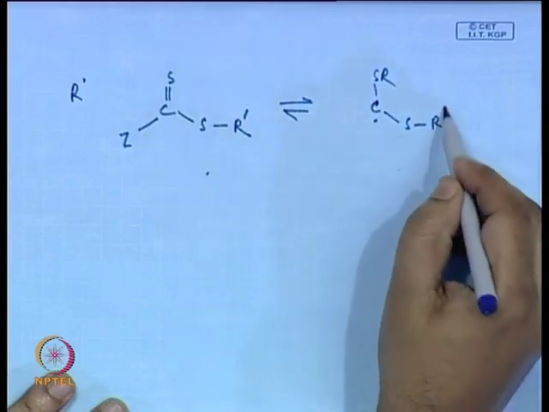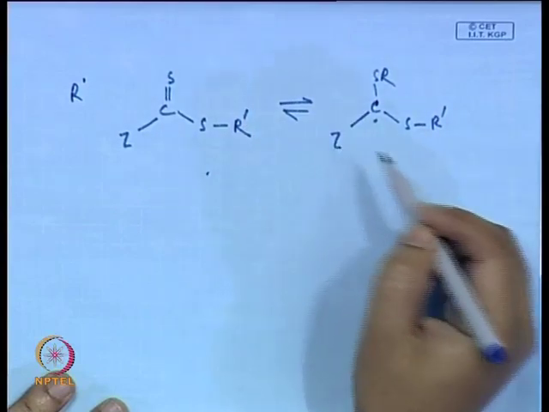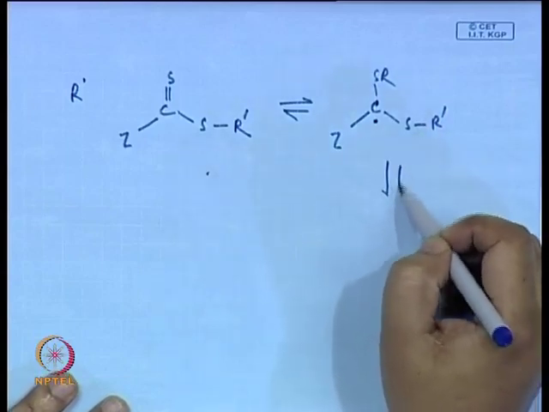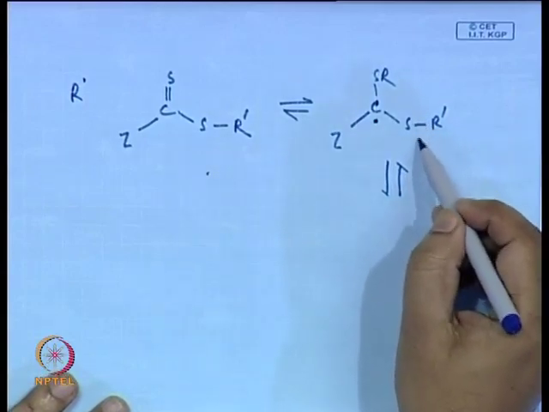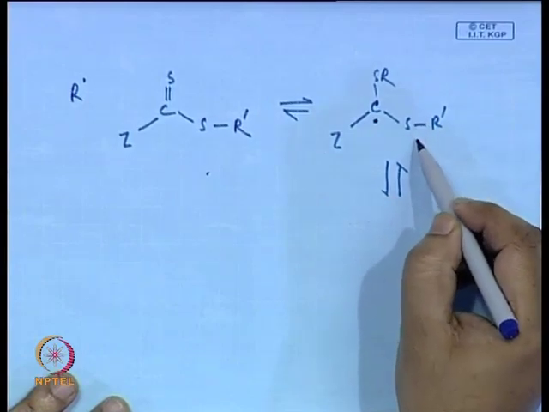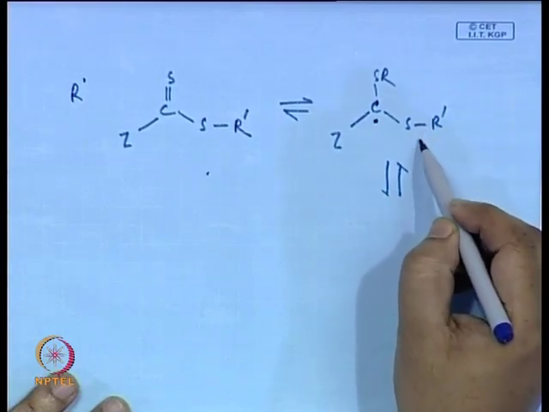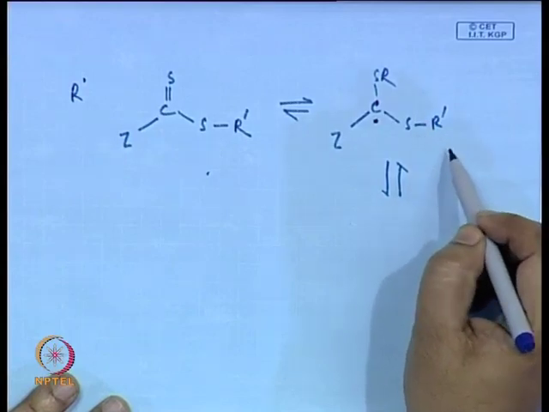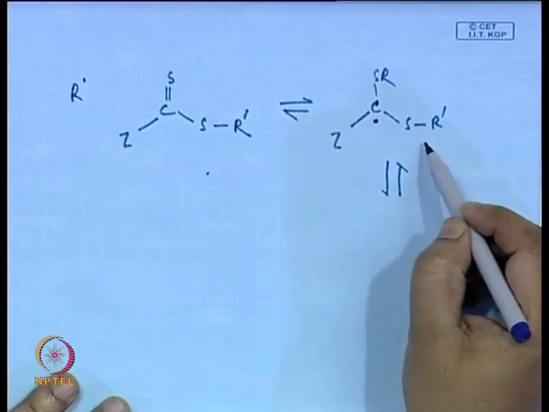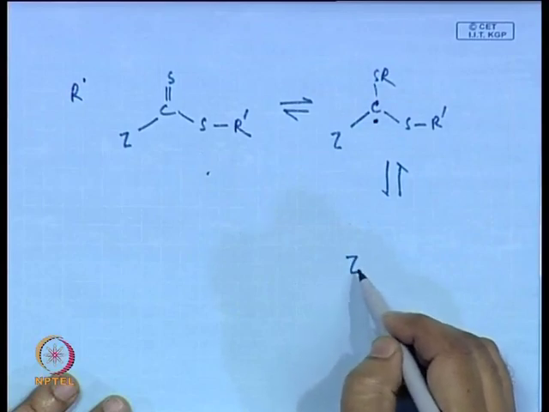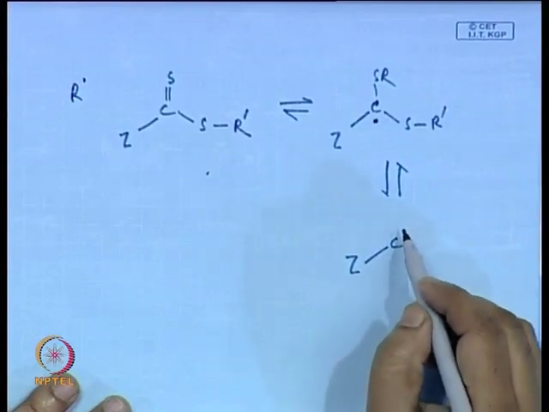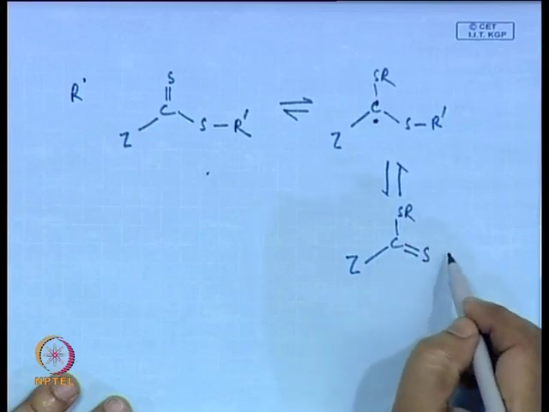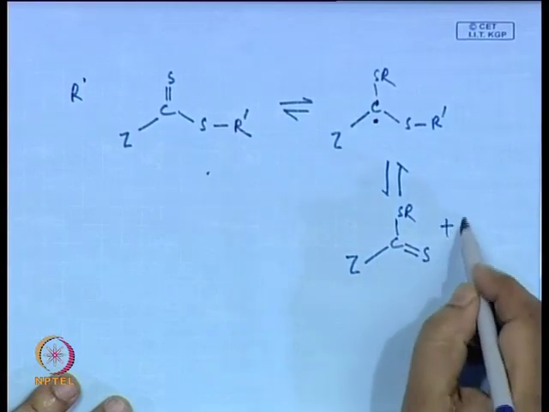To differentiate, make it R star, this radical. Now, if this bond you have chosen such a way, in this case a thio bond, that this can again reversibly fragment by a homolytic cleavage, then this is formed.